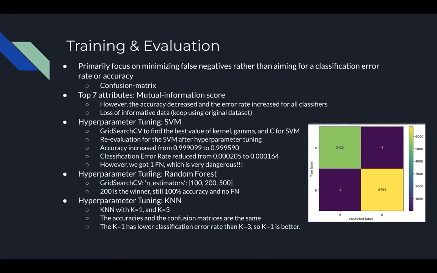Next, we tuned hyperparameters for SVM and realized there is an increase in accuracy and decrease in error rate. However, there is one false negative found in the bottom left corner of the graph. This is extremely dangerous for our task. Then we tuned a random forest. The accuracy and the confusion matrix remain the same. And lastly, for KNN, we found out that k equals 1 has a lower classification error rate than k equals 3. So we can conclude that k equals 1 is a better parameter for the KNN in our case.